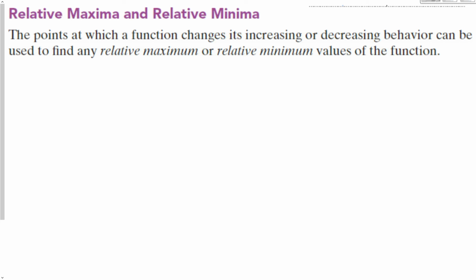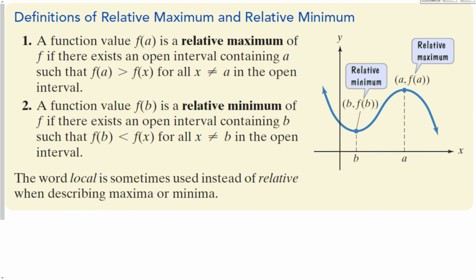Next, relative maxima and relative minima. So the points at which a function changes its increasing or decreasing behavior can be used to find any relative maximum or any relative minimum values of a function. Okay? So a function value f of a is a relative maximum of f if there exists an open interval containing a, such that f of a is greater than f of x for all x not equal to a in the open interval. And all that means is that this point right there is the highest point around all the other points, right? It's the maximum. It's the biggest the function gets in any interval.